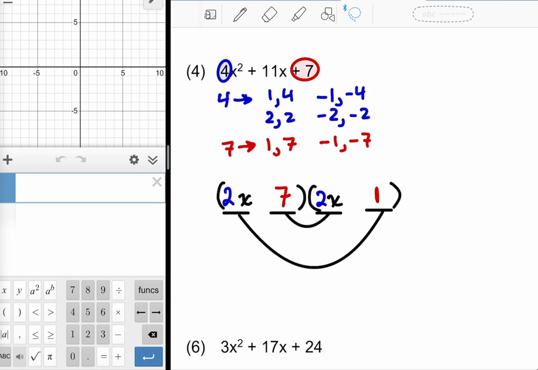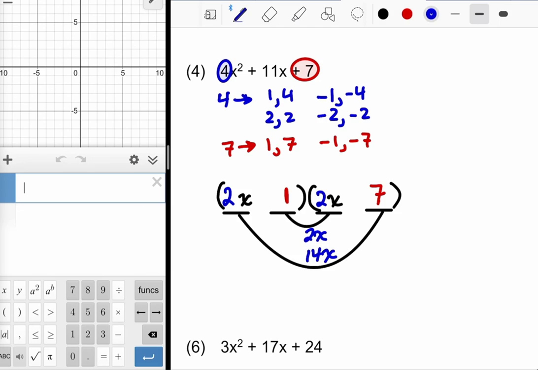If these 2 coefficients are different, then it does matter where I put the 7 and where I put the 1. So it's just an easier way to get started if you go with the double digits first. You kind of prepare for the worst and hope for the best. So 2x times 1 is 2x. 2x times 7 is 14x.